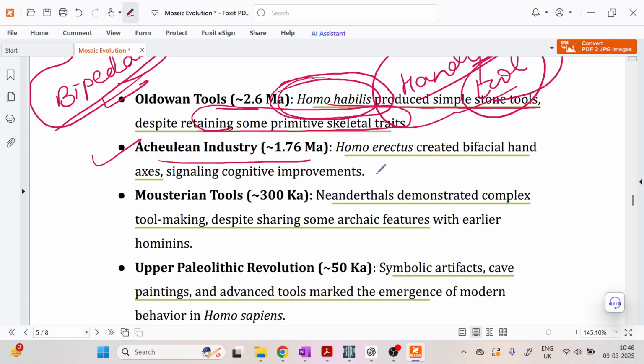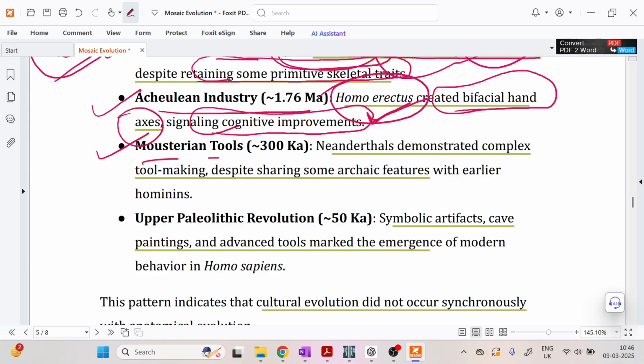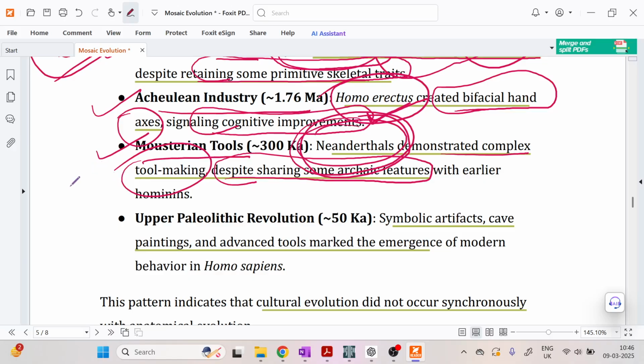Second, the Acheulean industry है. Homo erectus they created bifacial hand axes which signaled cognitive improvement, yet they were far away from the cranial capacity of modern humans. Then the Mousterian tools, यहाँ पे Neanderthals हैं, they demonstrated complex tool making despite sharing archaic features. So Neanderthals वो भी they look similar to Homo erectus, yet उनकी टूल मेकिंग है या ओवरऑल कल्चर की बात करते हैं, टूल मेकिंग के अलावा बरियल भी है, आर्टिफैक्ट्स भी मिले हैं.